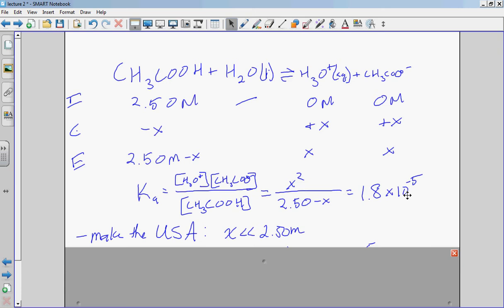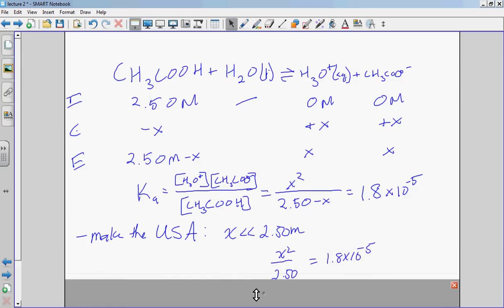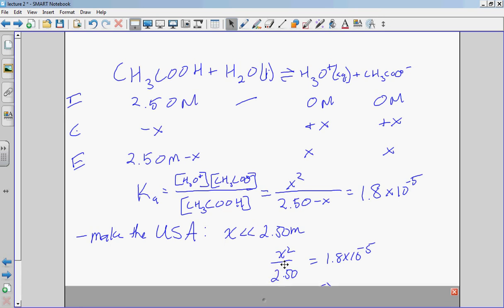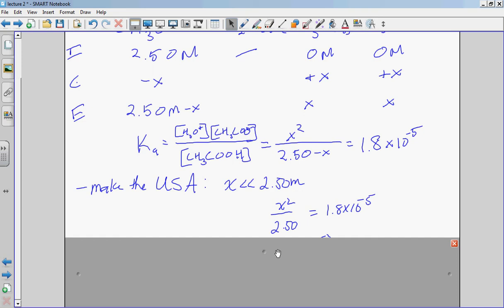Now, what we can do at this point, since this is such a low Ka value, usually when Ka is about 10 to the negative fourth or smaller, we can make a simplified approximation. And that approximation says that this X, this change in concentration, will be a lot smaller than our initial concentration. So if you take 2.5 and you subtract X from it, you're essentially going to get 2.5 back out. So that allows us to simplify the expression as just being X squared over 2.5. We can avoid the use of solver on the calculator, and it'll save us time.